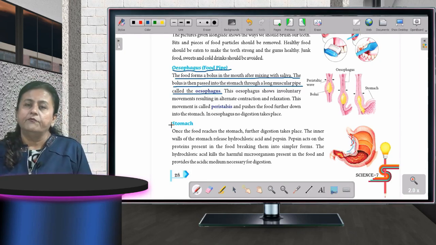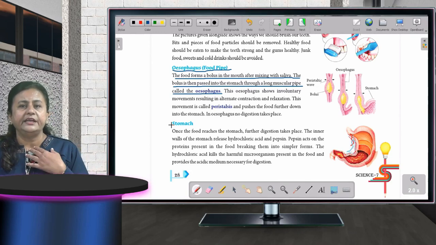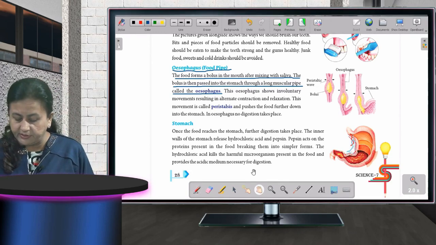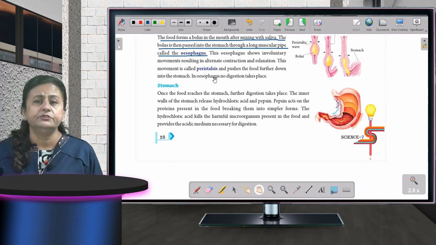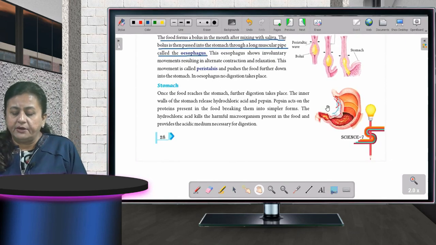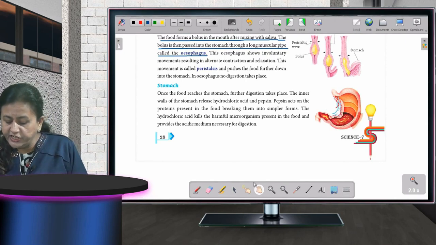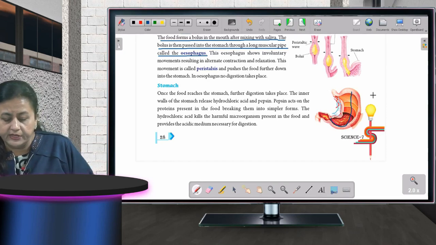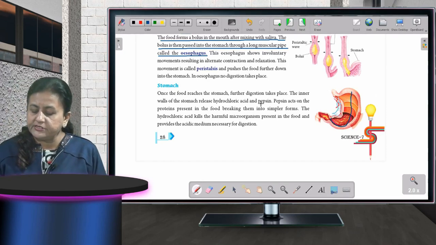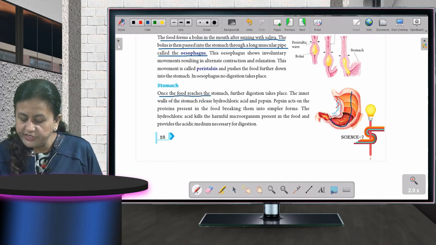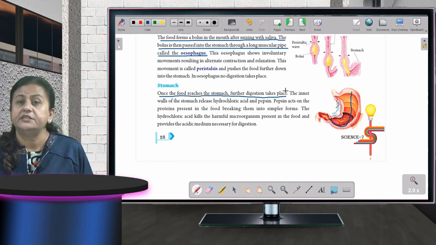Now, once the food has entered into the stomach, what will happen? What will happen in the stomach? See, first of all, you can see the diagram also. The stomach is some sort of J shape. Okay. So, once the food reaches the stomach, further digestion takes place.